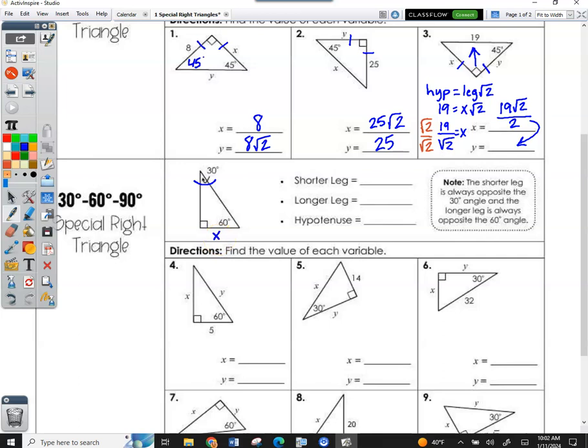If the short side is x, the hypotenuse is 2x. I always label those two first because those are nice and pretty. And then I save the ugly one for last. The last one would be the long side, and it's going to be the short side times root 3. So, the short side is x, the hypotenuse is 2x, the long side is x root 3.